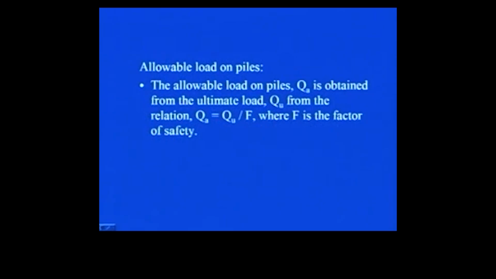Now, what are the allowable loads on piles? The allowable load on piles, QA, is obtained from the ultimate load QU from the relation QA is equal to QU by F, where F is the factor of safety. So, we can find out the ultimate point bearing resistance and the ultimate skin friction resistance, and the loads corresponding to these resistances. If we add them up, we get the ultimate load capacity of the pile. Simply divide that by the factor of safety, and you get the allowable load on pile. Usually a factor of safety of 2.5 is adopted.